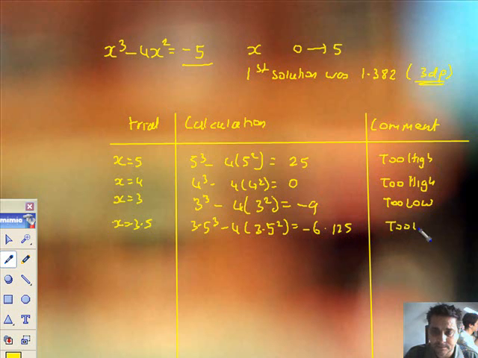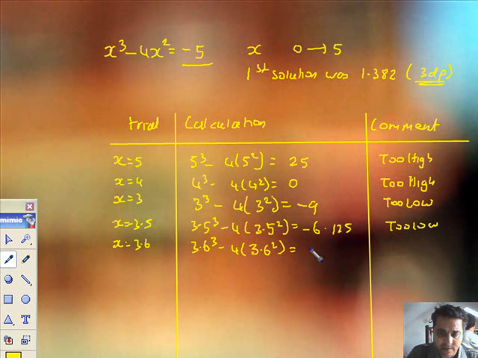Still too low, so bring it up a little bit. x equals 3.6, so 3.6 cubed minus 4 lots of 3.6 squared. That's going to give me minus 5.184. Again, you can try these yourselves. Too low is the valid comment there. I think I jumped the wrong way actually. Anyway, that was too low.